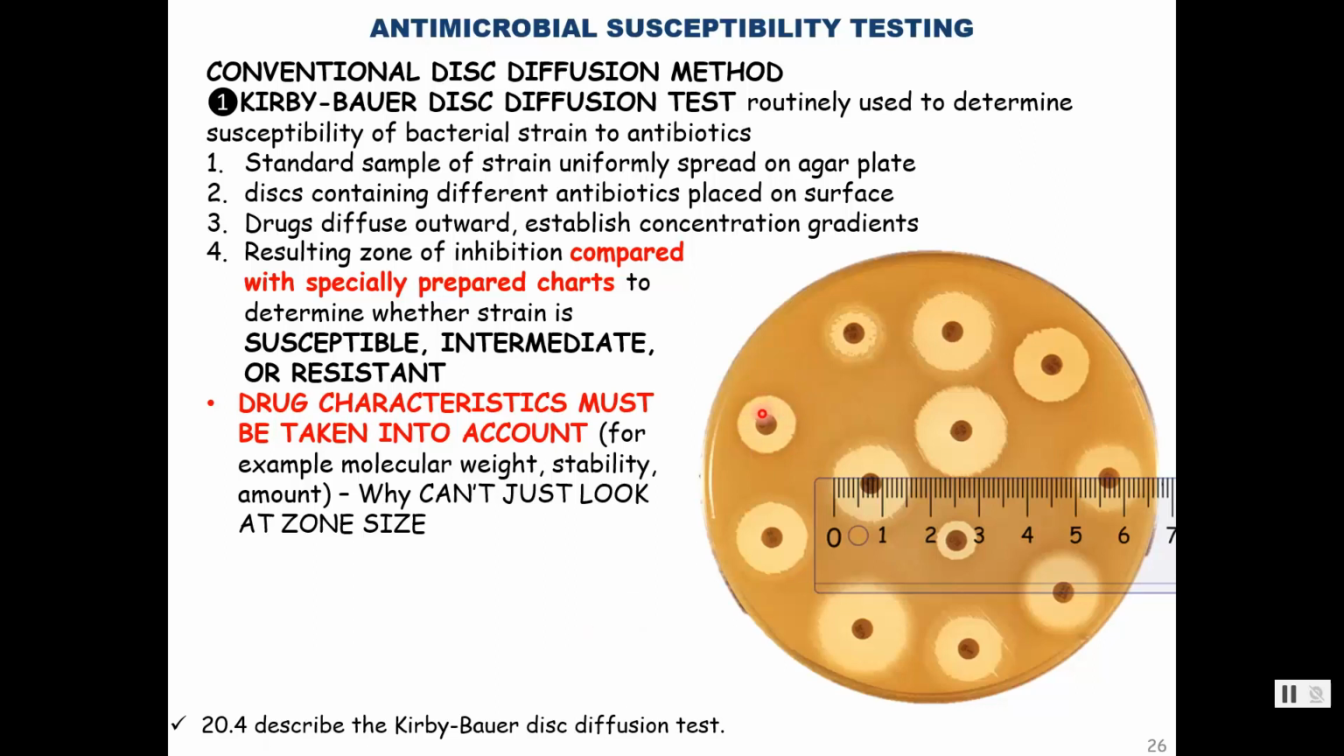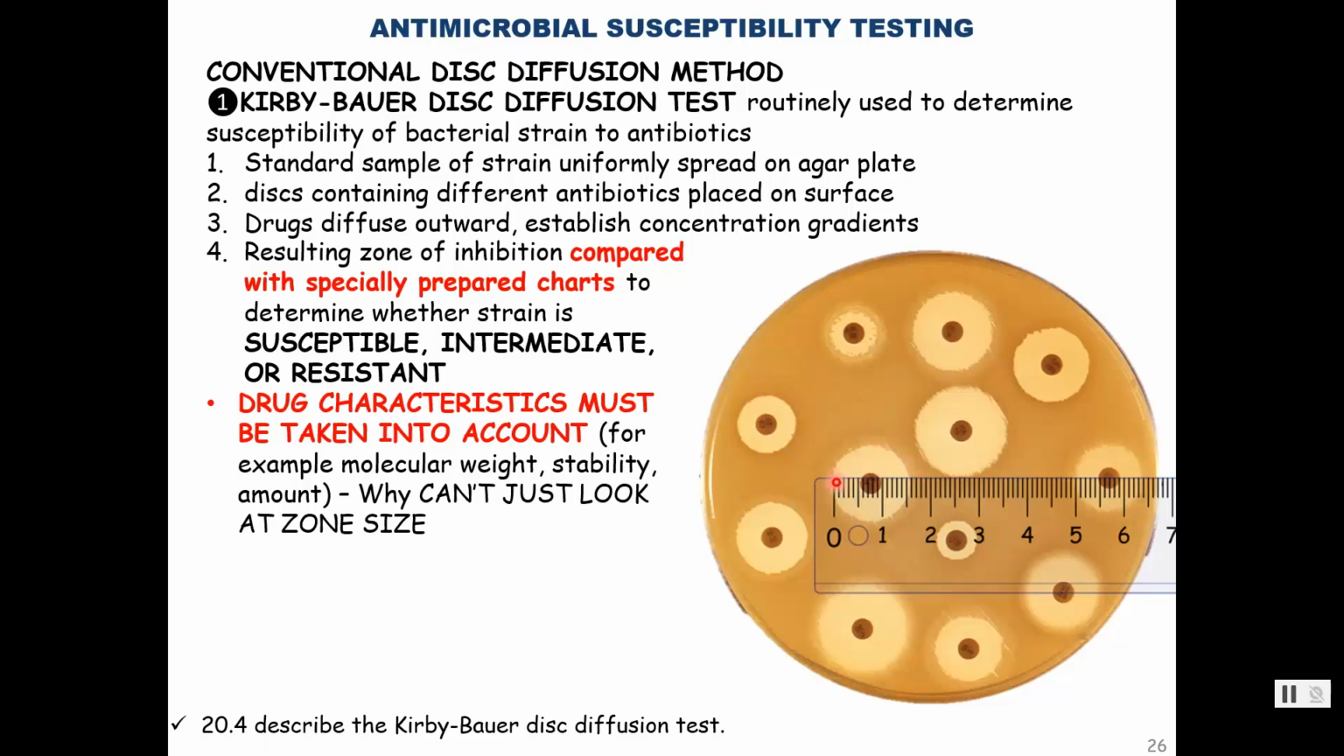And so what's going to happen is the drugs are going to diffuse out, and so it sort of makes a concentration gradient. So closest to the disc is the highest concentration, and as it goes further away, it's a lower concentration. But what you're going to get, if a bacteria is susceptible or sensitive to a particular antibiotic, is a zone of inhibition. So you're going to get this clear zone.